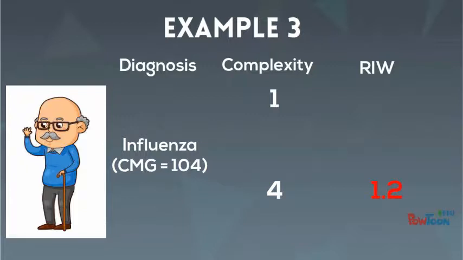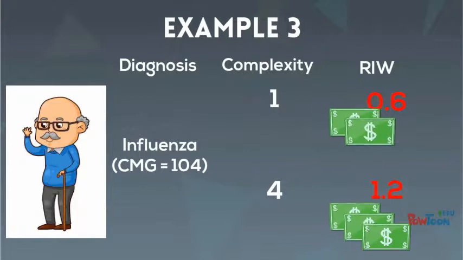However, if Bob only has a complexity level of 1, then his RIW value becomes 0.6, as his case is less complex and less resource intensive. More funding would therefore be required in the former case.